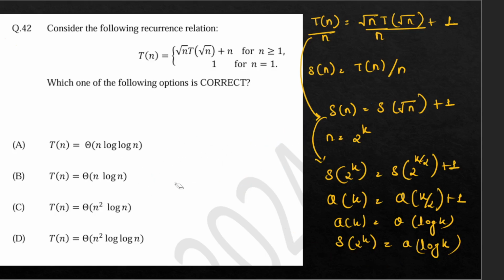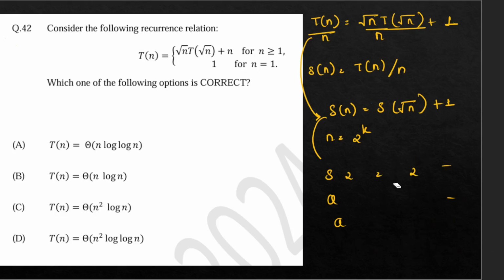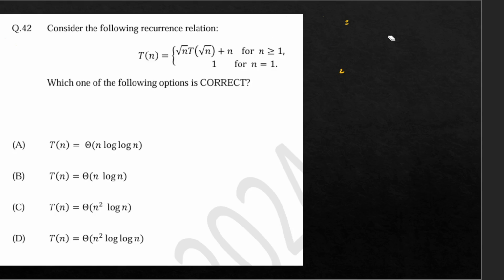Okay, this is a little bit tricky, but if you practice such questions more and more, you will get how to solve this question very quickly. And the second is the substitution method. So let me tell you the substitution method. The substitution method is like this: T(n) = T(root n) plus n. After that, T of root n, again we are going to substitute. So n to the 1 by 4, T of n to the 1 by 4, plus n by 2, and this plus n, like this it will be.